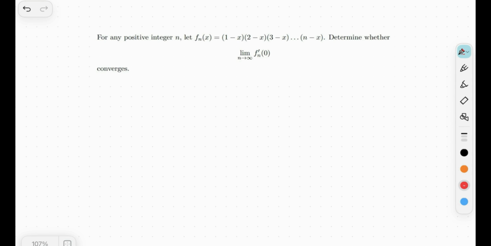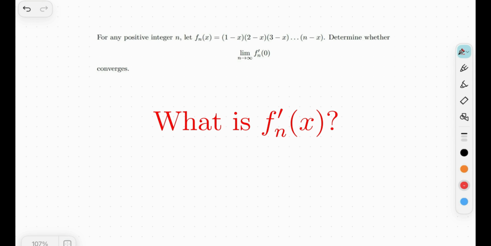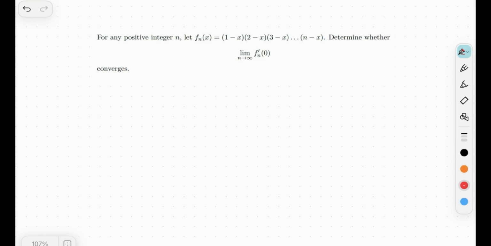Now, admittedly, at first glance, this problem might seem kind of strange because we don't know what the derivative function of f sub n of x is, right? I mean, if we knew what that was, then this problem wouldn't be that bad as given. However, that is the main obstacle. What is the derivative function of f sub n of x, right?